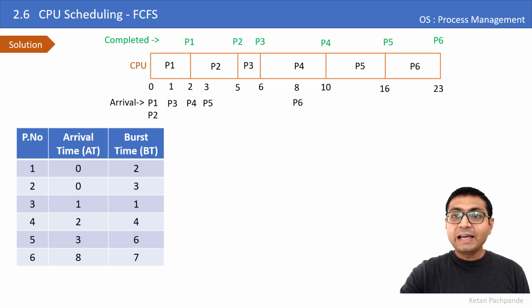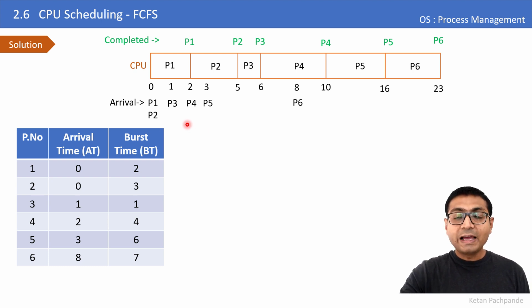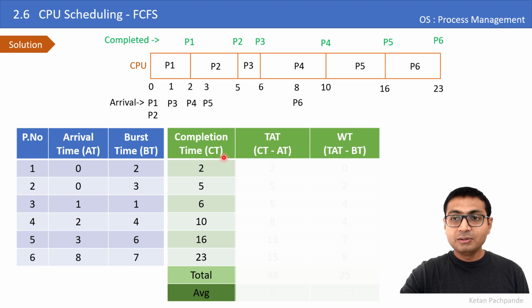So with this Gantt chart, let's calculate all the factors now. To calculate all the factors such as average turnaround time, waiting time, etc., we first have to mark the completion time of all processes. So let's look at the completion time. As per the Gantt chart, P1 is completed at time t equal to 2, P2 is completed at 5, P3 is completed at 6, and so on. So I am marking the completion times in the table: 2, 5, 6, 10, 16, 23.